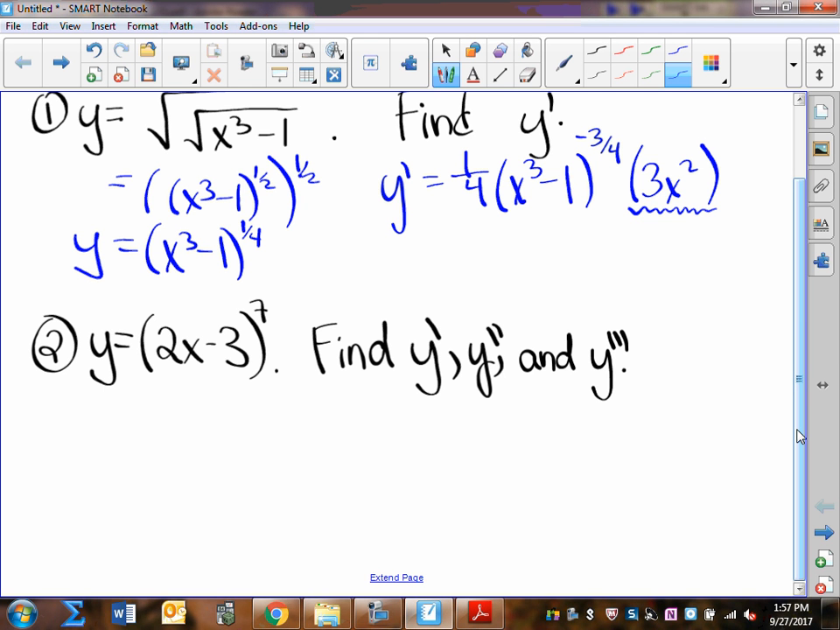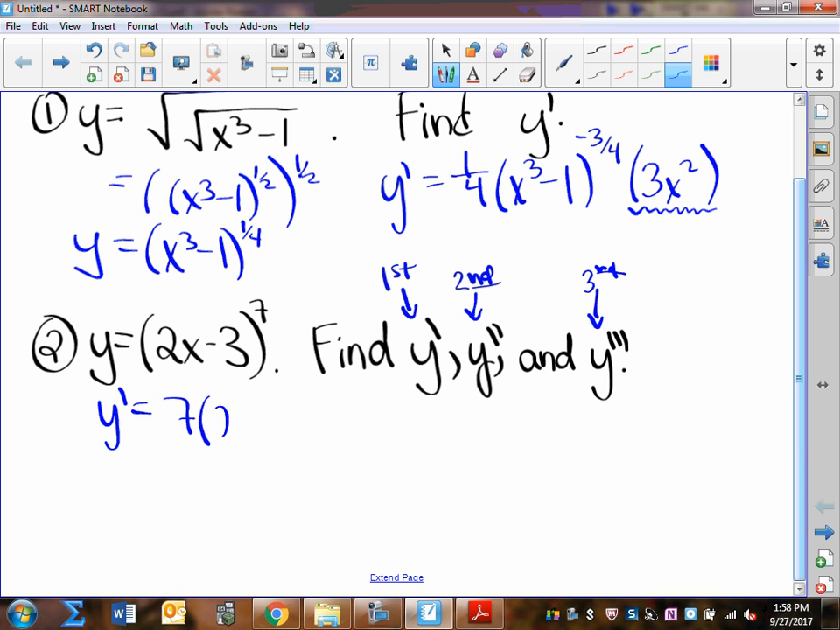So find y prime, y double prime, y triple prime. We said this y prime is our first derivative. Our y double prime is our second derivative, which means the derivative of the derivative. And y triple prime is our third derivative. Okay, so we need to first start off by finding our first derivative. What is my first derivative?